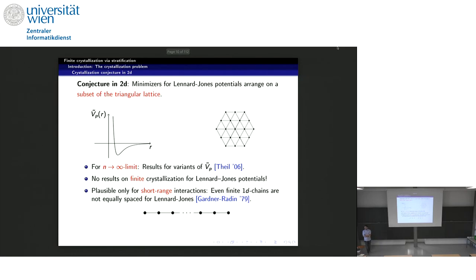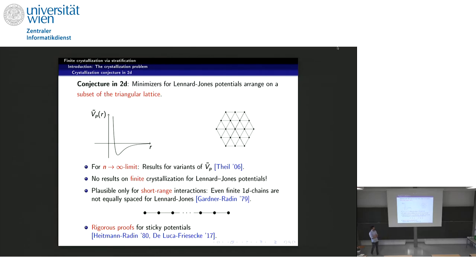And actually, you shouldn't hope for too much, because already in 1D, one has shown that for such a chain of atoms, in the finite case, you cannot expect crystallization in the sense that all the bond lengths between neighboring bonds have the same length. And the reason for this is surface effects coming from the left boundary and the right boundary. Only in the case where you just have nearest neighbor interactions, which corresponds to taking a short-range potential, can you expect crystallization to hold in the sense that all the bonds between neighboring atoms have the same length. And when it comes to the two-dimensional case, you even need to go to more restrictive potentials.